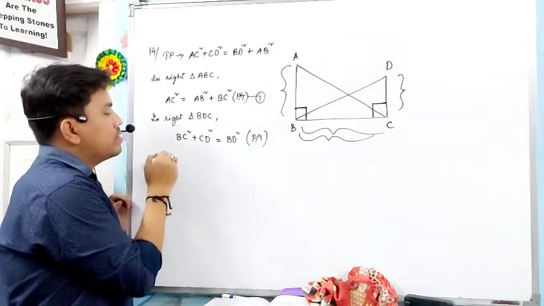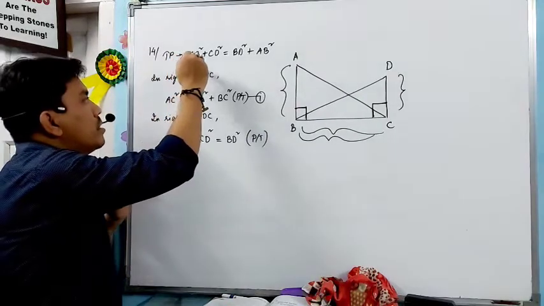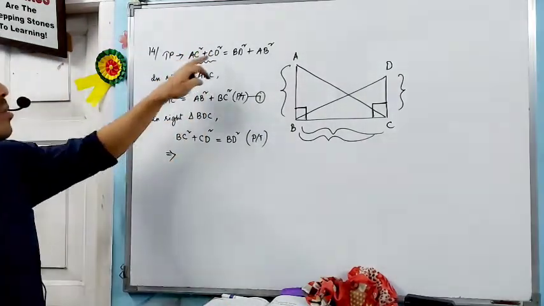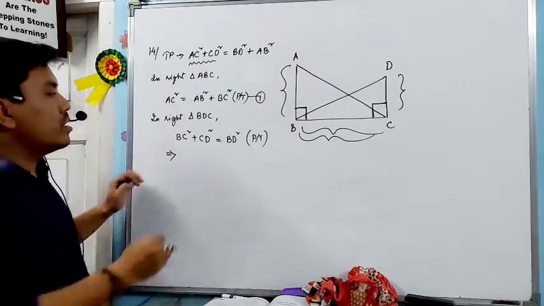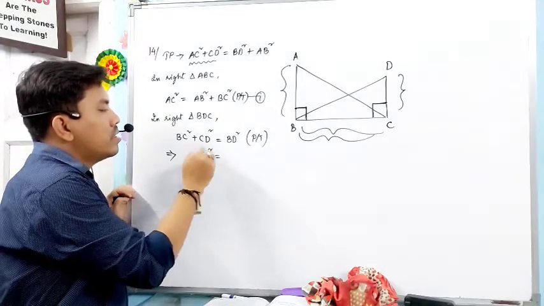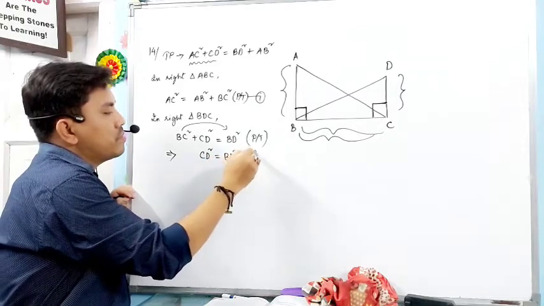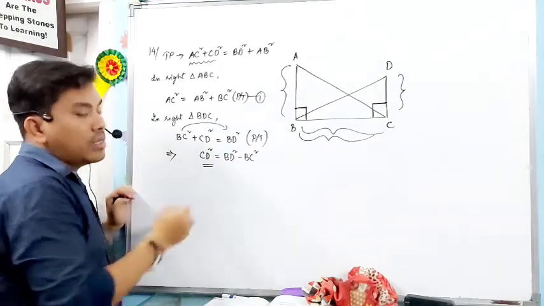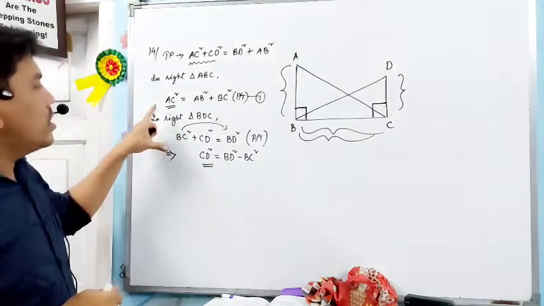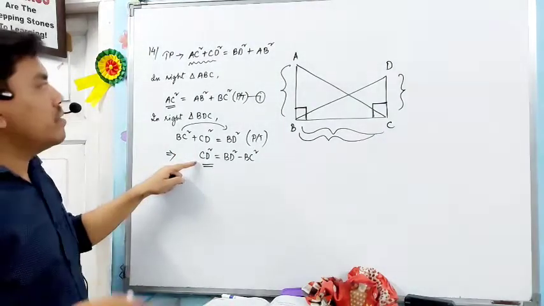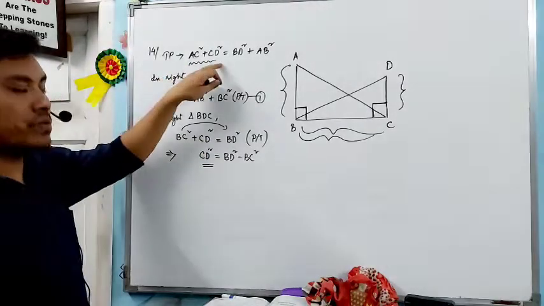Why I am writing it this way is very simple. What we have to prove is AC square plus CD square. Now AC square we already have here. CD square and BC, if we send to the other side, it becomes BD square minus BC square. Just to bring AC square and CD square on the left hand side, we have done it this way.